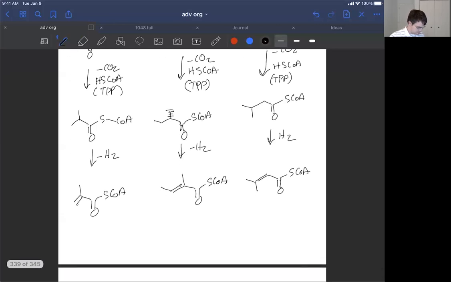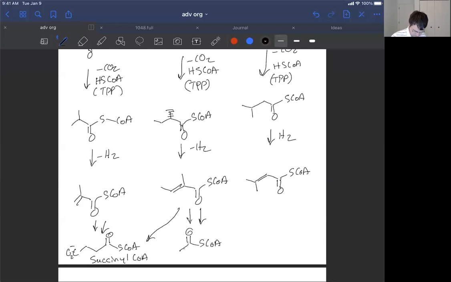Then what I want to show on the next few pages is that we can take these to things that can enter into the citric acid cycle. So with a few steps, we can get to succinyl-CoA. From here, we can get to succinyl-CoA also, in addition to acetyl-CoA. And then down here, we actually get to 3 acetyl-CoAs.